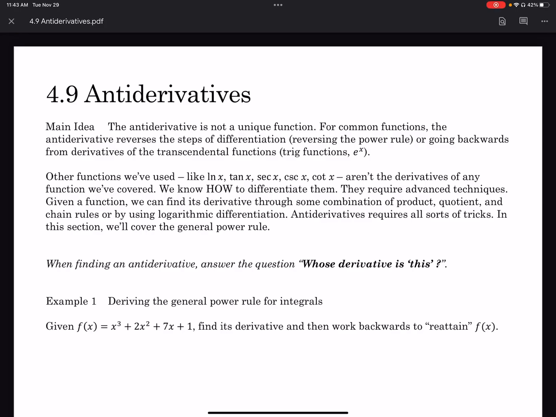Hey students, in this video we're going to cover antiderivatives and initial value problems. There's a lot of content here. I'll try to keep it pretty quick.